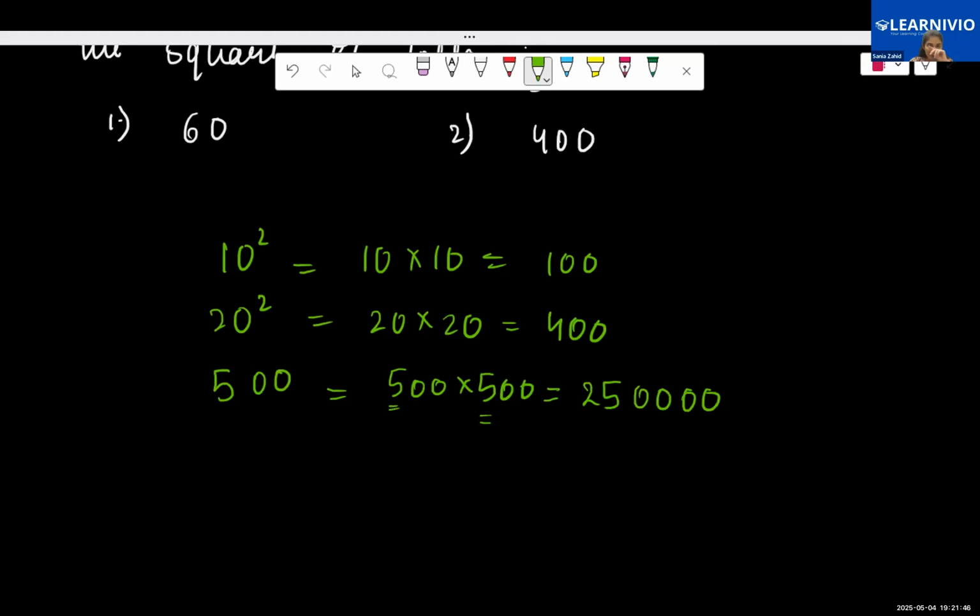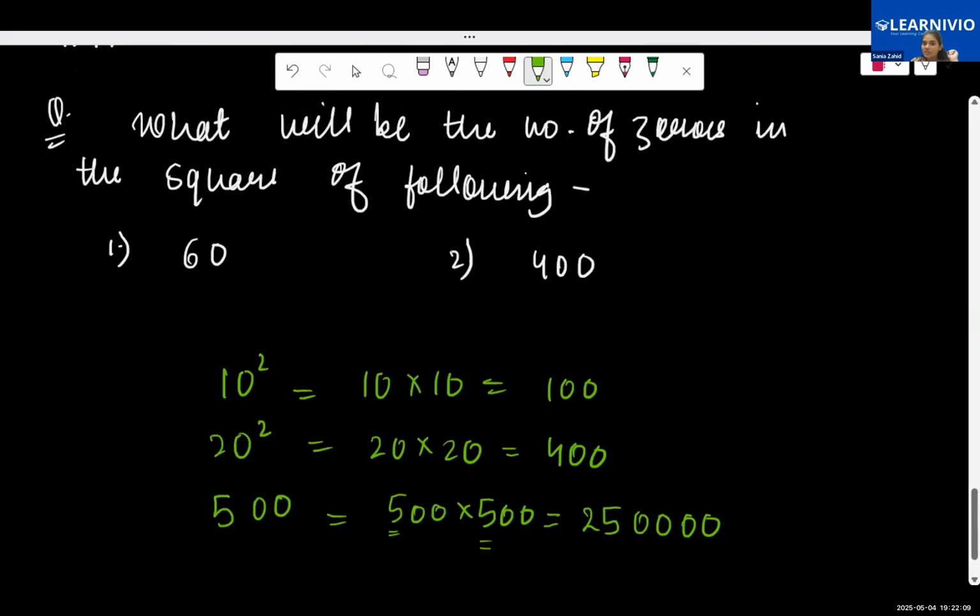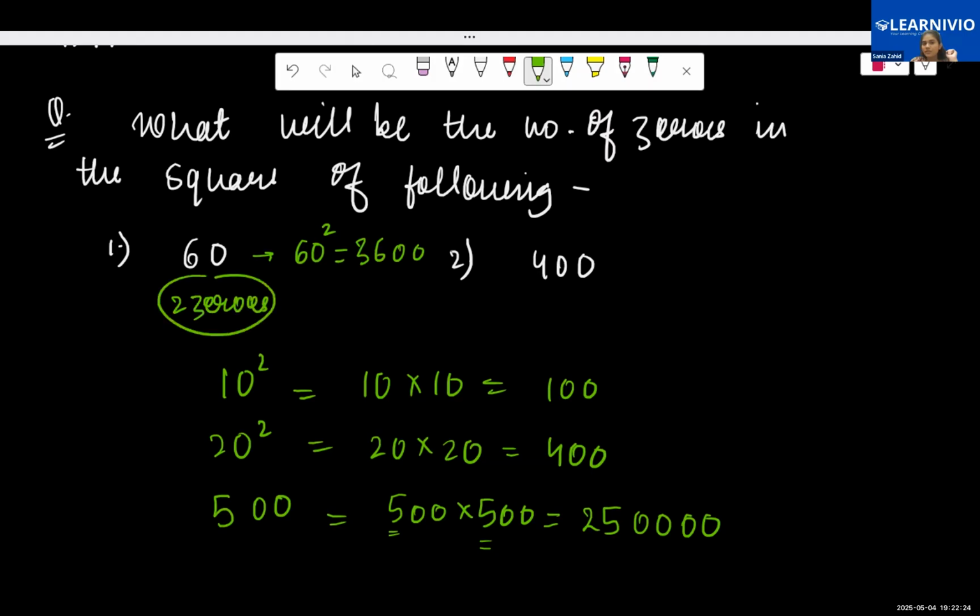Very good. So that means whenever you are squaring any number that ends with 0, what will happen? You will square the digits and then you will put double the number of zeros. Like for 10 square, you will square 1. 1 into 1 is 1 and put 2 zeros. For 20 square, you'll do 2 into 2 is 4 and put 2 zeros. Then you'll do 5 into 5 is 25. Similarly, for 60 square, do 6 into 6. That is 3600. That is 2 zeros. So how many zeros are there? 2 zeros. Similarly, how many zeros now? Can you write directly? How many zeros?